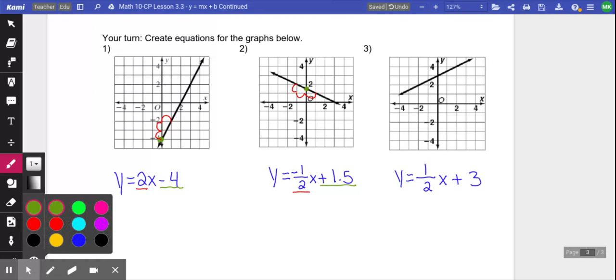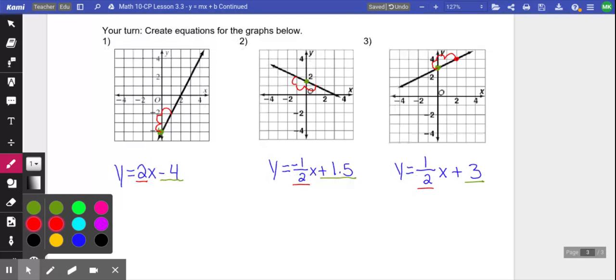And the third one, my y-intercept is at 3 right there. And my slope is up 1, run 2 right there, 1 over 2.